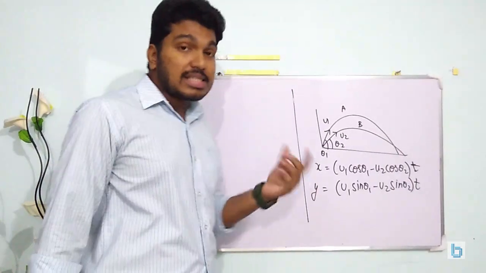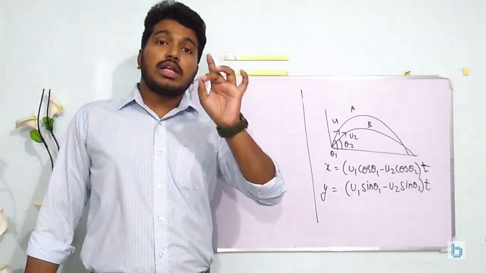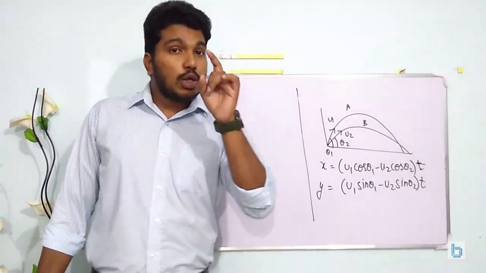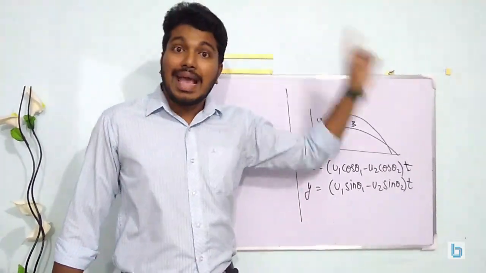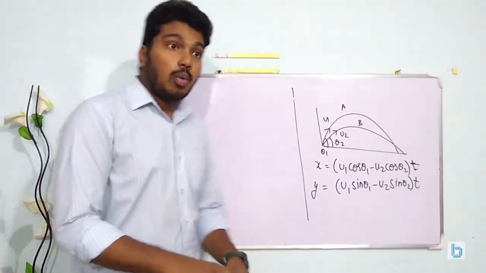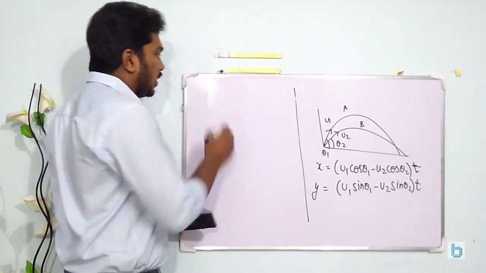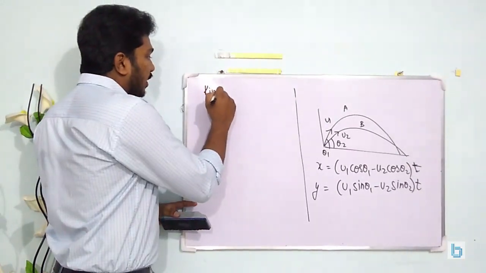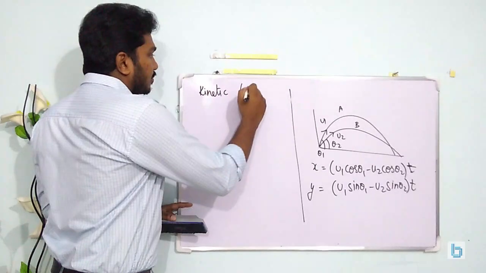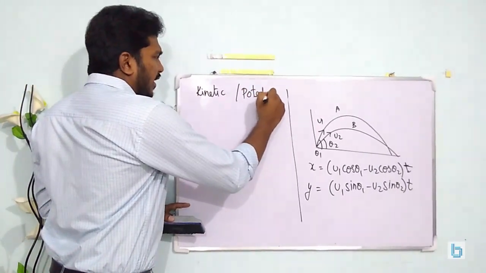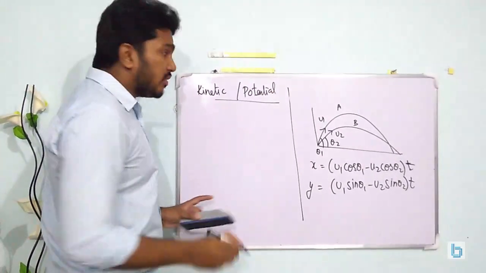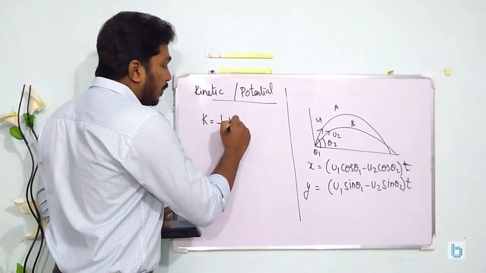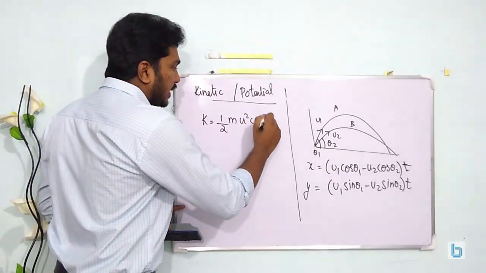Right. Now I told you that during the motion of a projectile at the maximum height the vertical component of velocity is 0, but there is kinetic energy there. Why? Because there is a horizontal component of velocity at the maximum height. What is that horizontal component? It is u cos theta, right? So how do you find the kinetic and potential energy? You know the velocity at the maximum height, so the kinetic energy at the maximum height will be half m u square cos square theta.